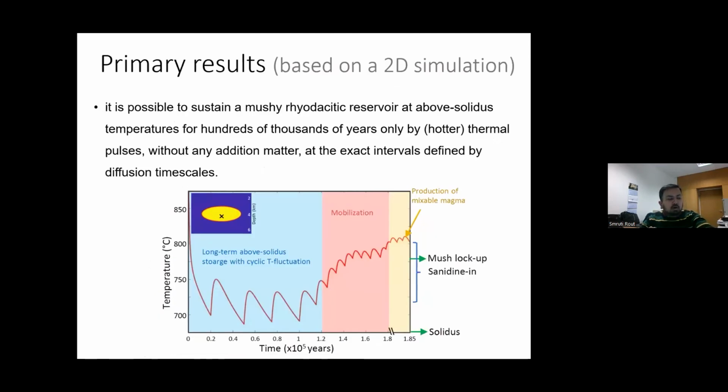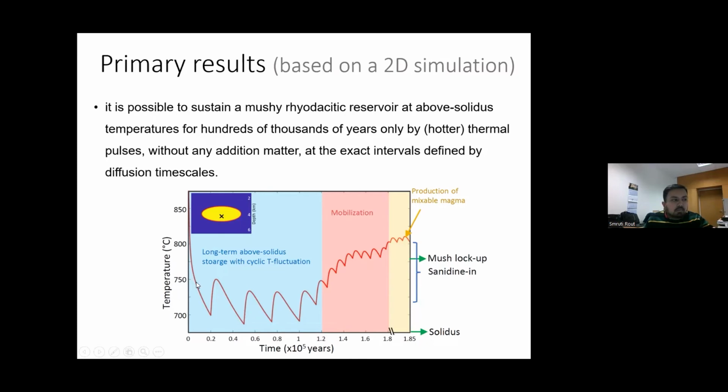So now we'll see what the outcome looks like. The primary results based on 2D simulations show that it is possible to sustain a mushy reservoir at above solidus conditions for hundreds of thousands of years only by thermal pulses without any addition of matter, at the exact intervals as defined by diffusion modeling.